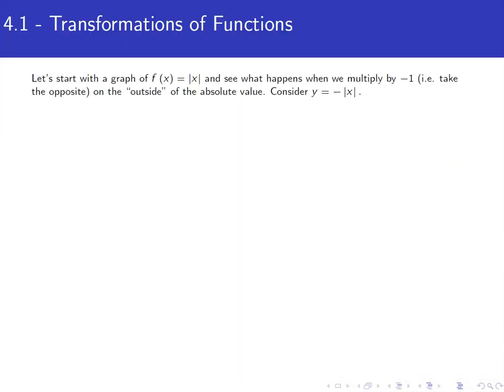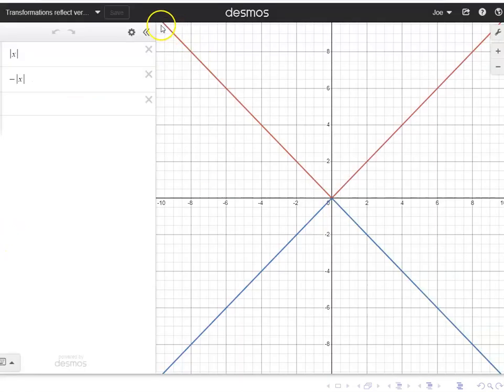Let's see what happens when we multiply by a negative 1 on the outside of the function. So here let's start with the function f of x equals absolute value of x, and see what happens when we do the graph of f of x equals negative absolute value of x. The original graph for absolute value of x is in red. Here's the graph of negative absolute value of x that's been reflected across the x-axis.